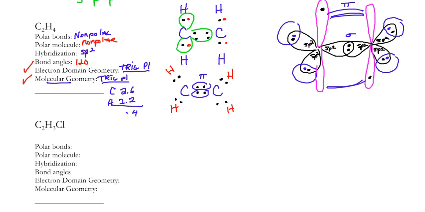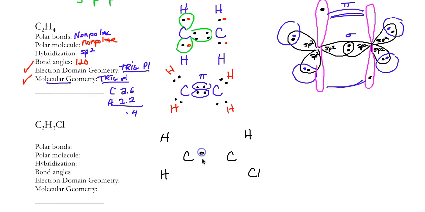So C2H3Cl. Very similar. Let's draw the dots. We always start with the dots. So we've got C2. Now I'm kind of going to be guessing. I have 4 things. I can put 2 H's. I already kind of know what's happening here. It's the same structure, isn't it? Except I'm going to replace an H with a Cl.